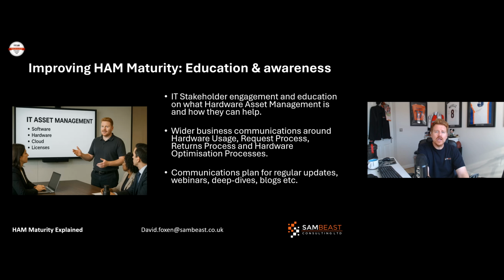Communication plan for regular updates, webinars, deep dives, blogs, etc. I highly recommend monthly calls with your key ITAM HAM stakeholders. This helps your ITAM maturity, but also helps get ITAM's awareness out there and ITAM to achieve its own goals and objectives. You could also do blogs if you've had a really good win on a renewal for your HP devices, or you've refreshed X amount of MacBooks, or up and coming is an iPhone or a mobile phone of your choice. Hardware refresh, that's a good thing as well. But I find the blogs are dying out quite a lot. I feel like people don't read them that much, even internal ones.